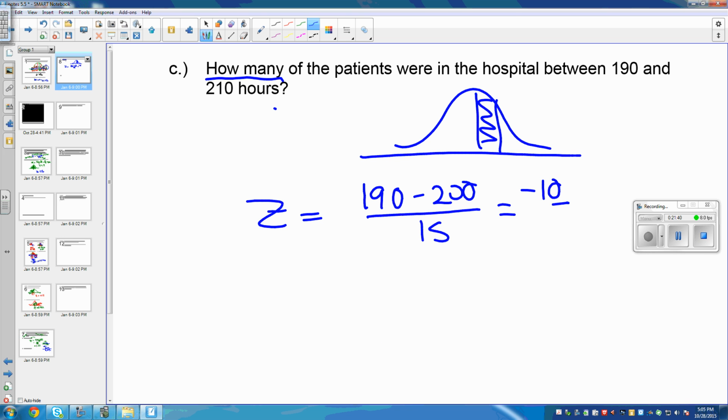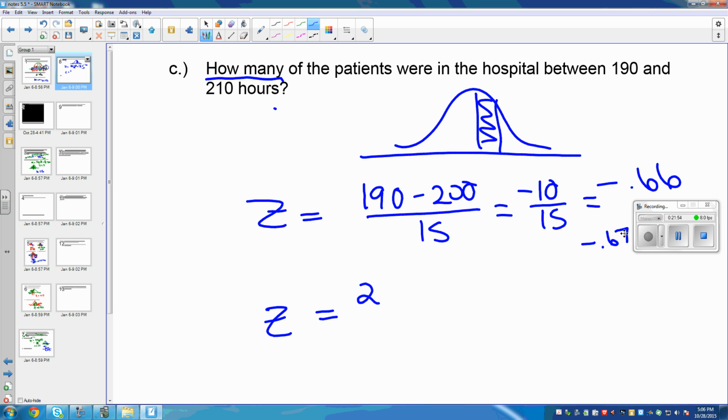The other z-score we need is from 210. 210 minus 200, all divided by 15, will give you a positive 10 divided by 15. 10 divided by 15 is positive 0.66 repeating, which is going to be a positive 0.67.